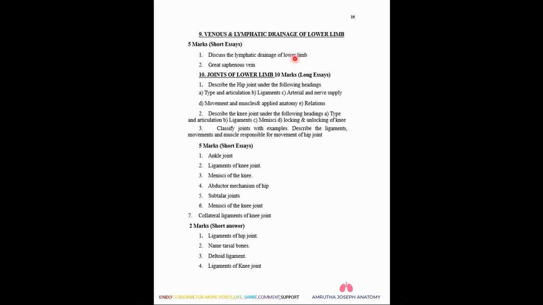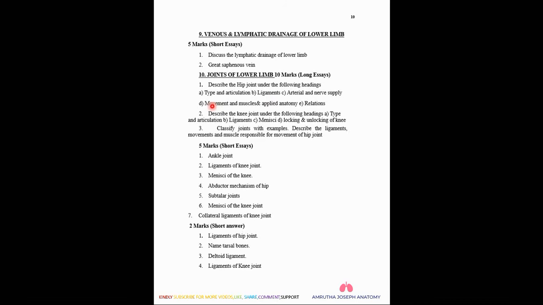Joints of lower limb. Here 10 markers are, describe the hip joint under the following headings: type, articulation, ligaments, arterial and nerve supply. Ligaments, at least remember 5 ligaments and write. Here there are less than 5 ligaments, but some of the joints may have a lot of ligaments, like knee joint. But if a question is asked like ligaments, at least write 5 ligaments so that you get marks. Movements and muscles, applied anatomy, relations.